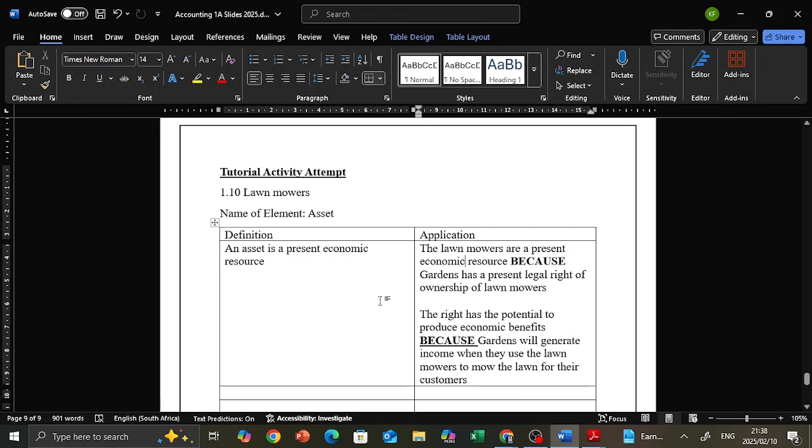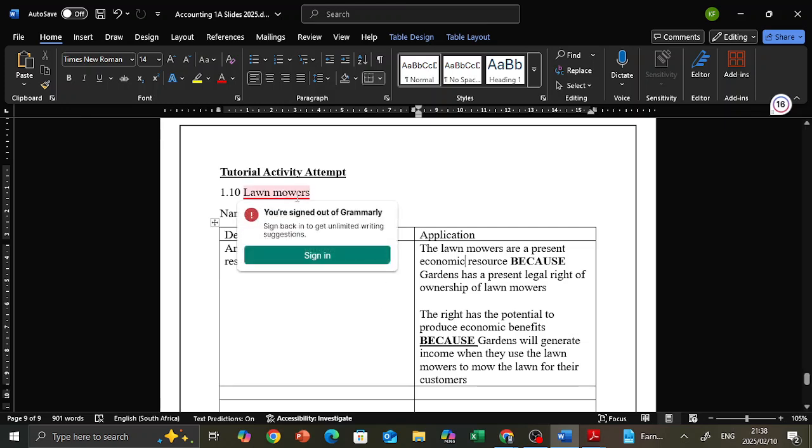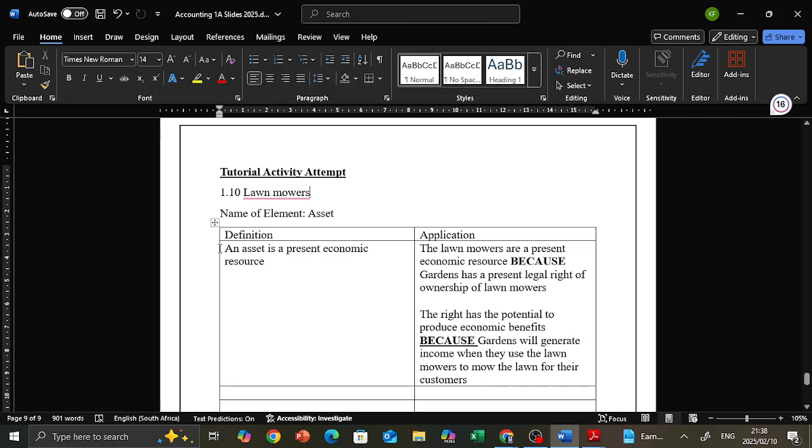All right. Is everyone okay with this point? Right? First, we write the asset in question. Then we write the name of the element. This is a mark. Please don't play. Mark. Then you write the definition on this side, and the application.